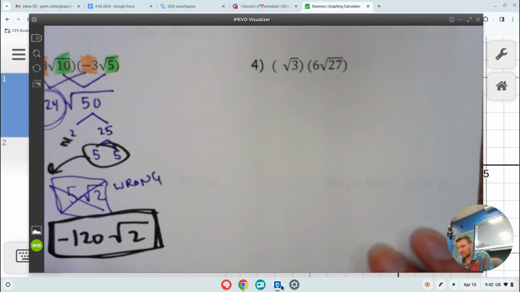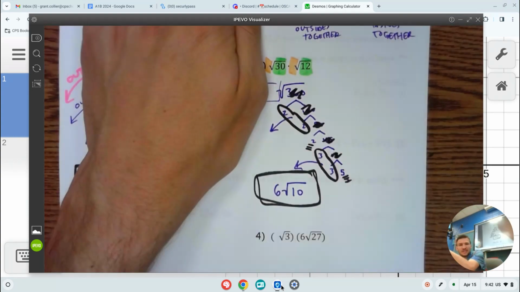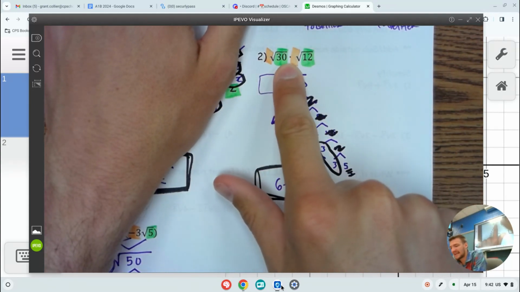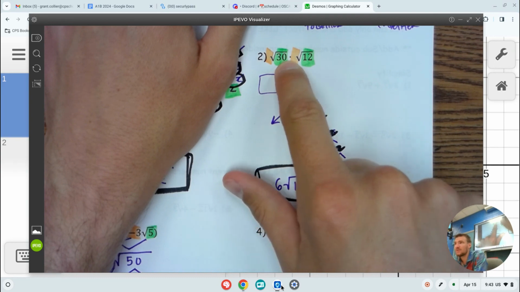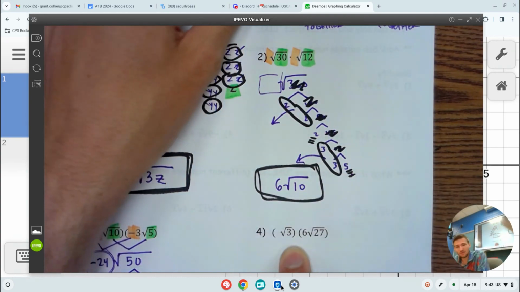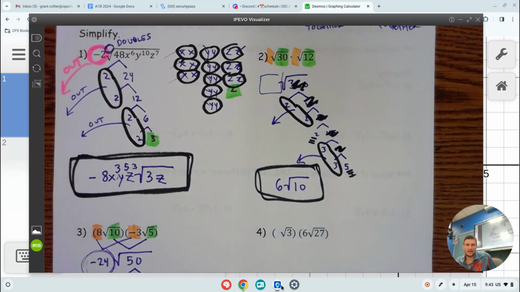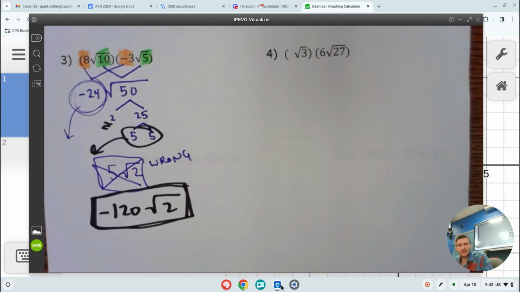The only other thing worth pointing out before we do this last question is that this question number 2 has a single dot in the middle, which means multiply. This question 3 and 4 have parentheses. They all mean the same thing. So whether you have a dot, whether you have a square root, whether you have parentheses, whatever, they all mean the same thing.